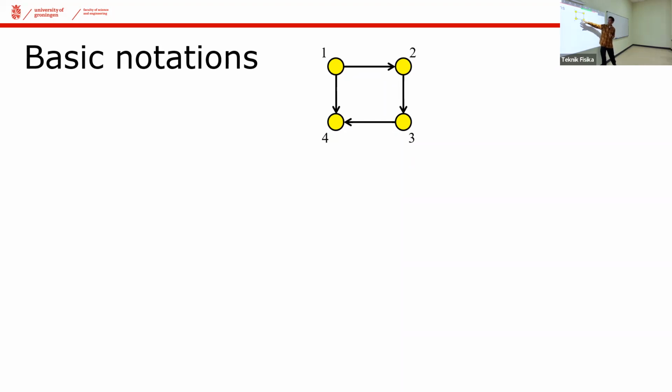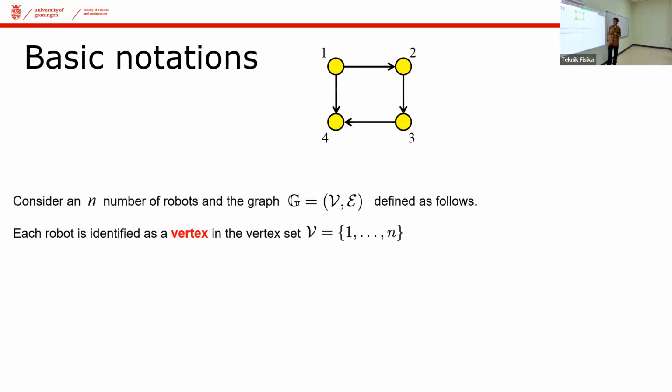The way we represent the measurements, we use graph theory, and the graph is represented by the symbol G, and this G is represented by two elements. The first one is the set of vertices, and the second one is the set of edges. So in this case, the set of vertices are 4, and the set of edges are also 4. So there are 4 edges as well as 4 vertices.